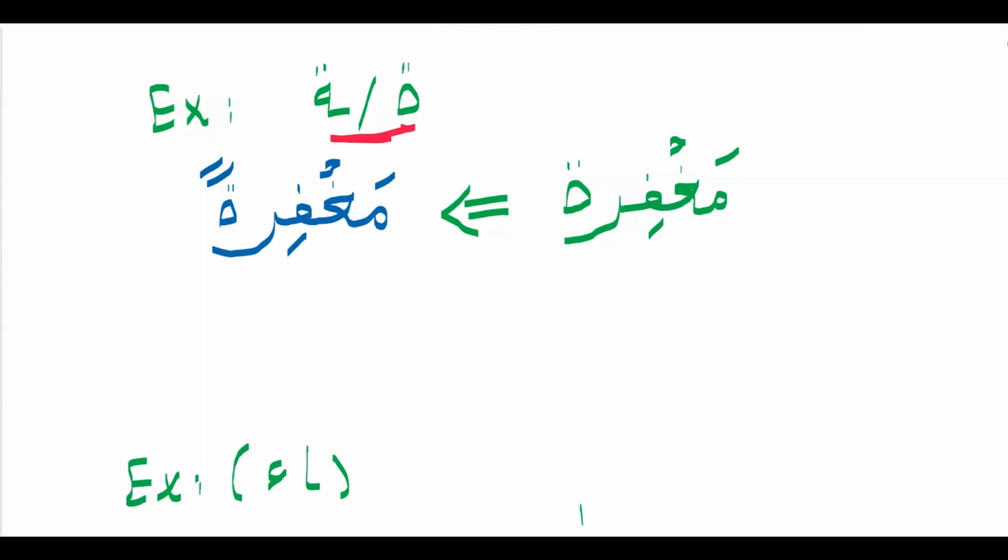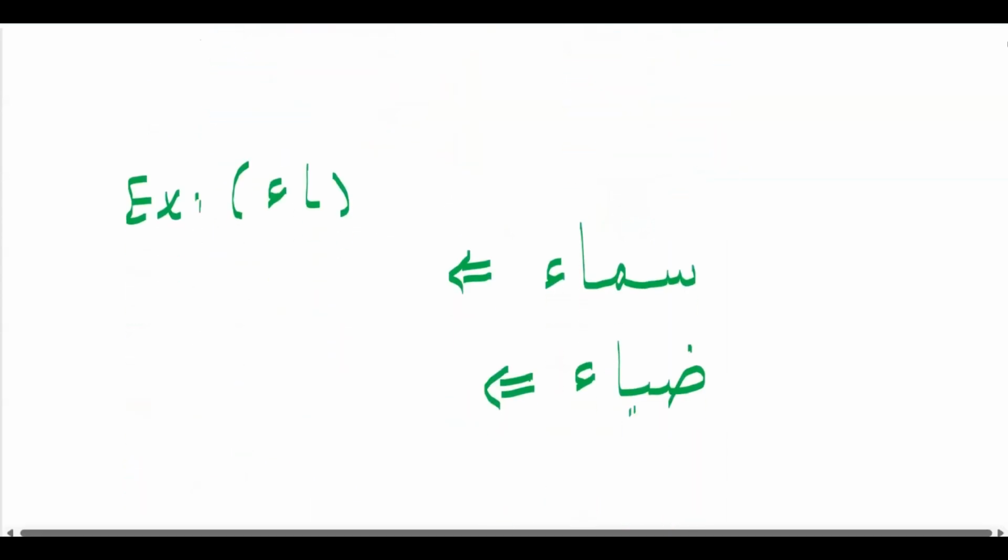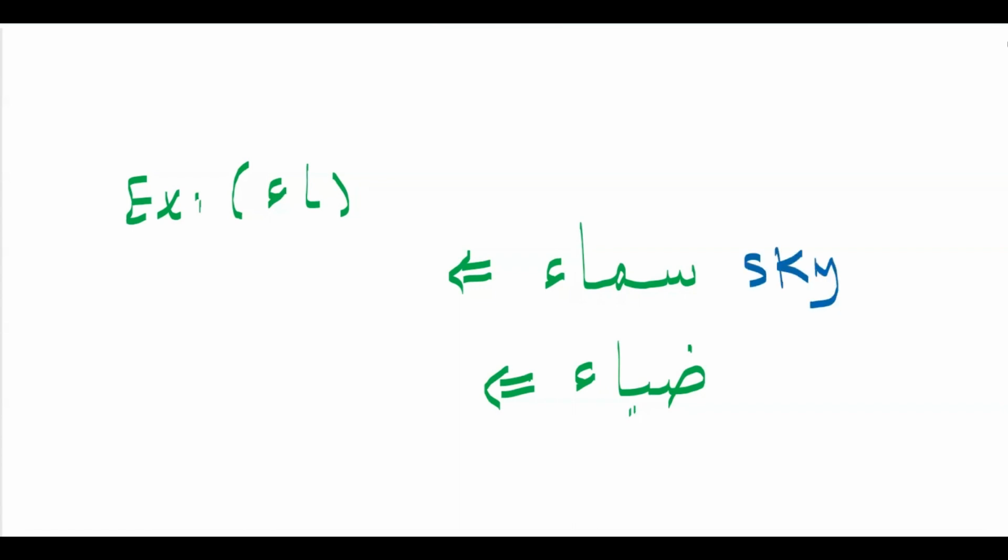Maghfiratan. Okay. Now the next example is when the word ends with an alif and a hamza after it, like sama, sky, and diya. Diya means a powerful light or a shining light. So when you want to add tanween al-fatah for grammatical necessity, you just say sama'an and diya'an. It goes on the hamza.